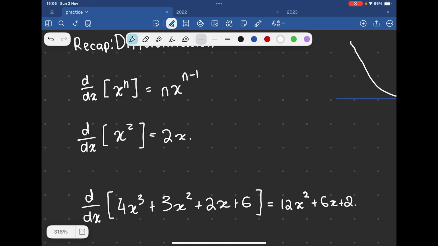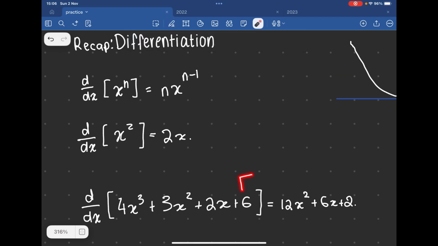And the main rule when we are differentiating is if we have a constant and we want to differentiate that constant, it's just going to equal 0. Therefore, 6 is just going to be 0. We don't have to write anything. A constant is always equal to 0. That's the basics of the differentiation power rule.